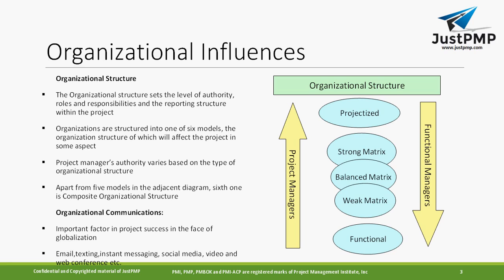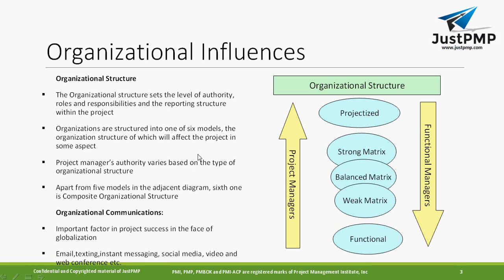The first thing that we're going to start with is organizational influence, and what are the things that are going to influence the project. First, organizational structure: whatever organizational structures are there where the project gets executed, and what organizational communications are available, which can also affect the project. If you see the diagram on the right-hand side, it shows what types of organizational structures are available, like projectized, strong matrix, balanced matrix, and weak matrix, which come under the matrix organization, and then we have the functional manager.